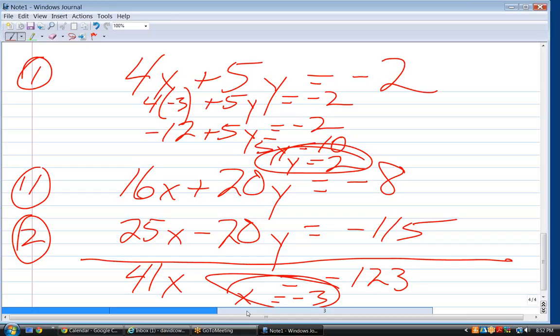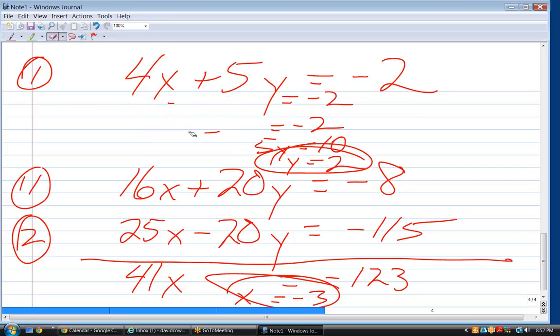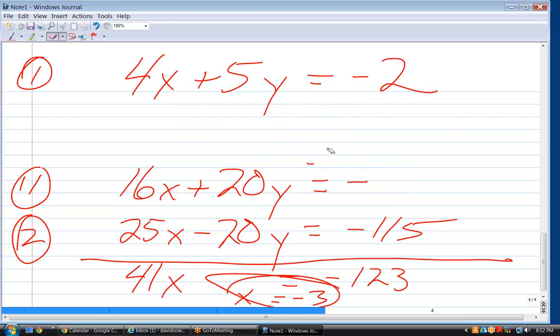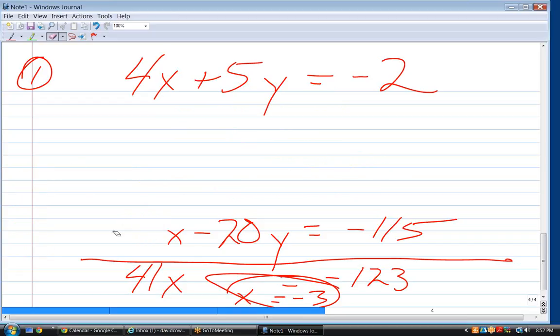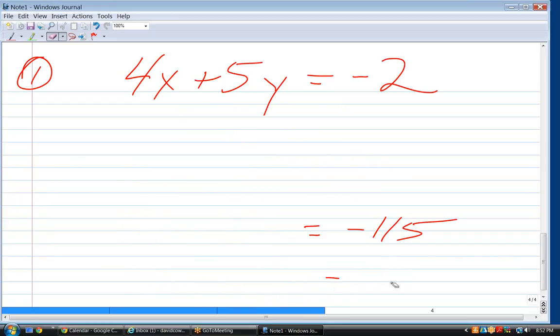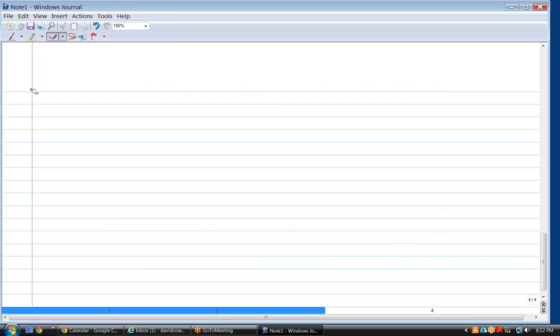Okay? So that was the hardest one we've done because we had to multiply both equations. In other words, with one multiplication only, I wasn't able to get the coefficients the same. And you either need to get the coefficients the same or just opposite signs. You got another one kind of like that?